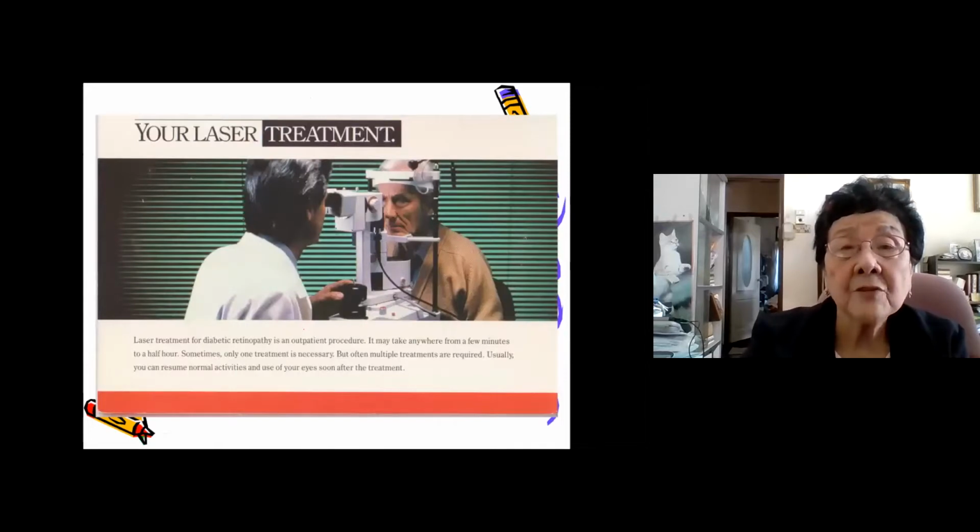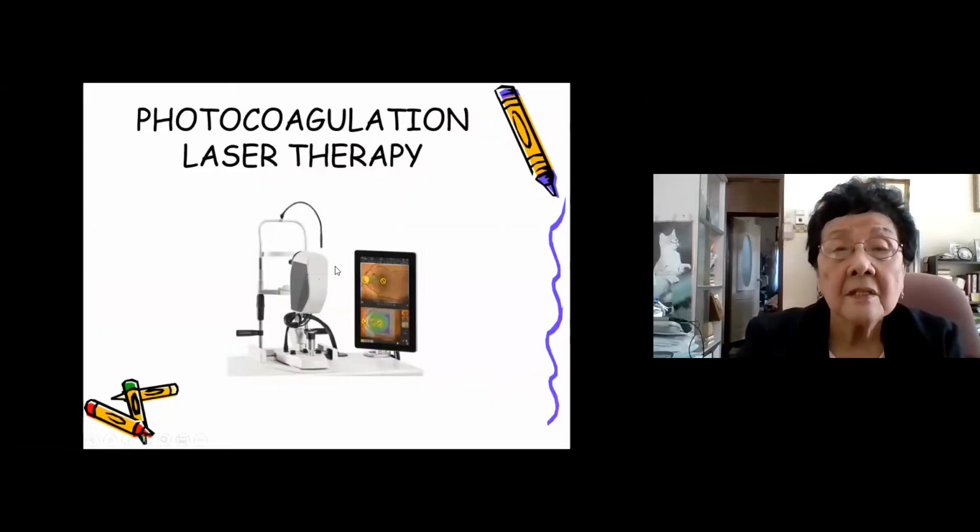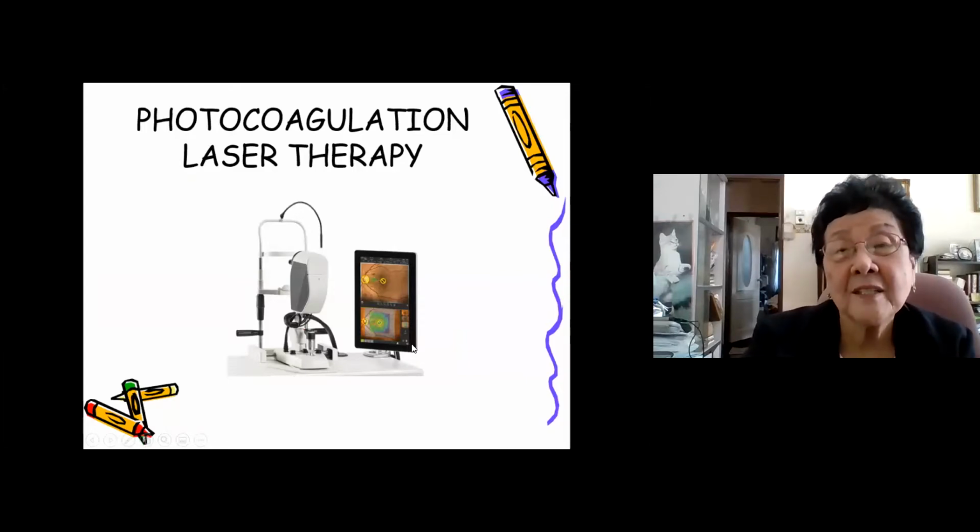So our laser treatment is very modern as well. Photocoagulation is so easily done because of IT technology. The whole thing is programmed, and nowadays you can even observe what we are doing with the computer, which is supplied together with the machine.